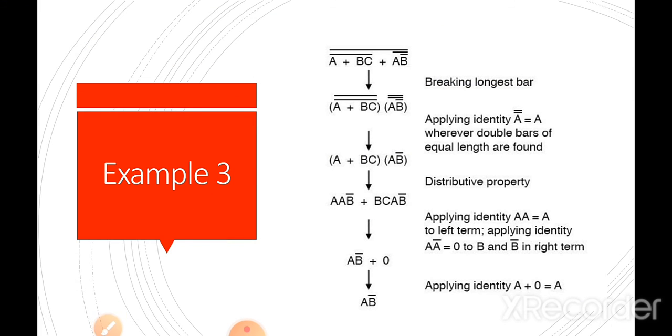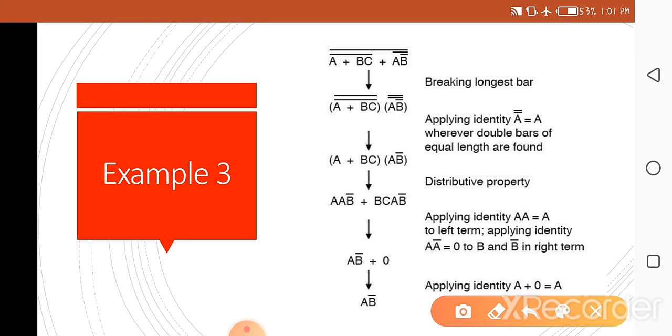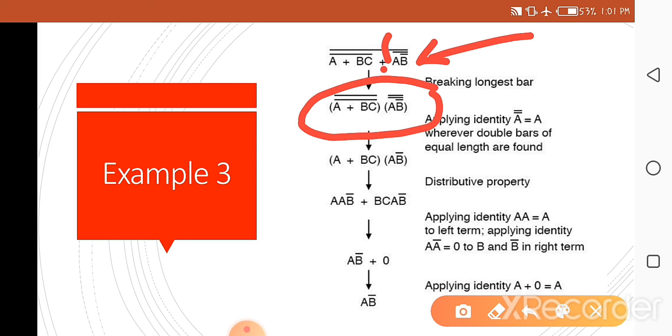Example number three. In example number three, we see the question: a plus bc bar plus ab bar, whole bar, and completely barred. So break the line and change the sign. Break the line from here and change the sign from the plus operator to the dot operator. So this will be the obtained function.